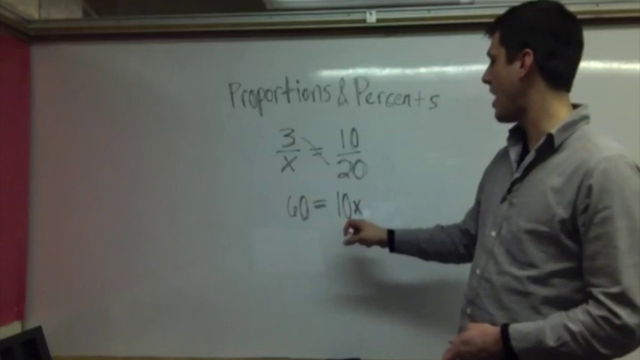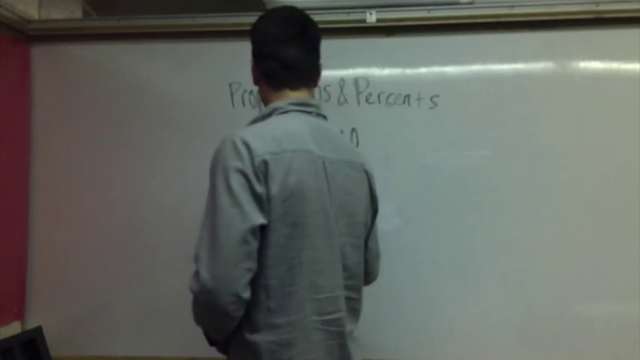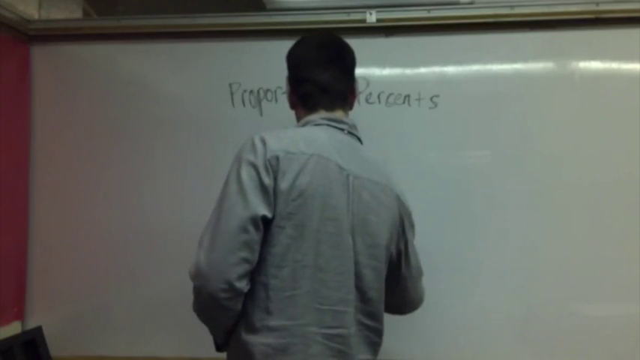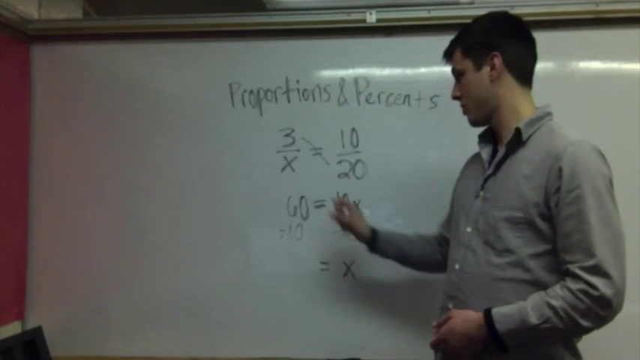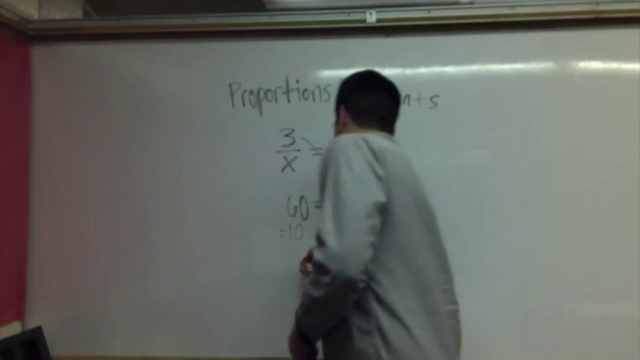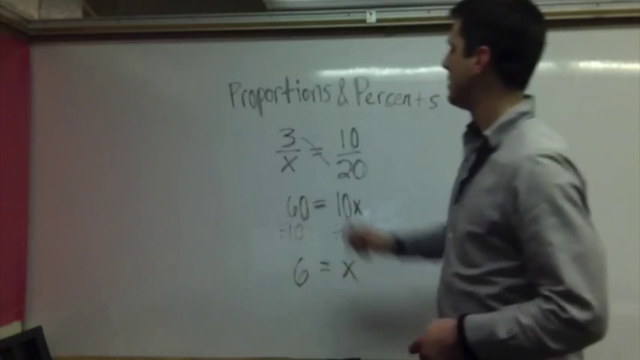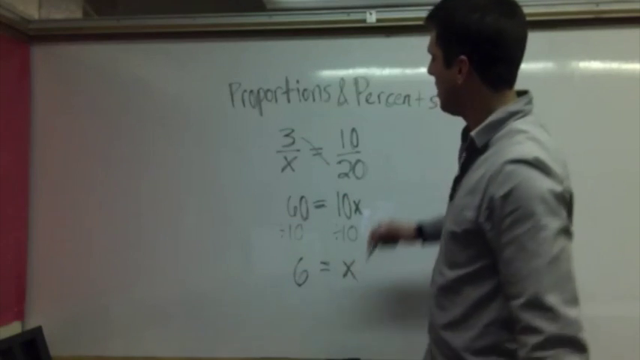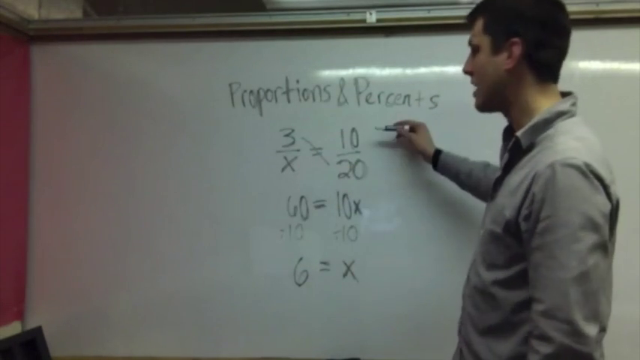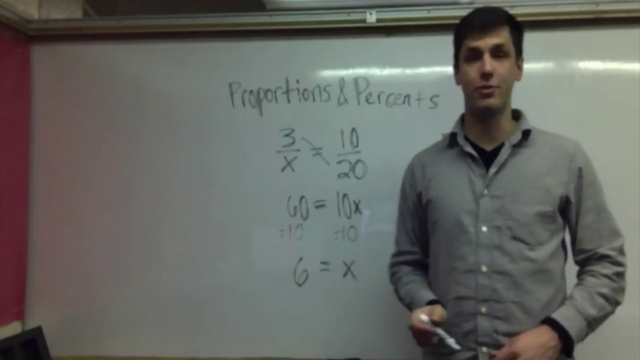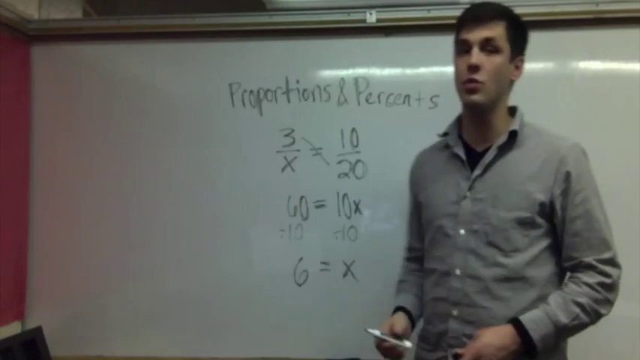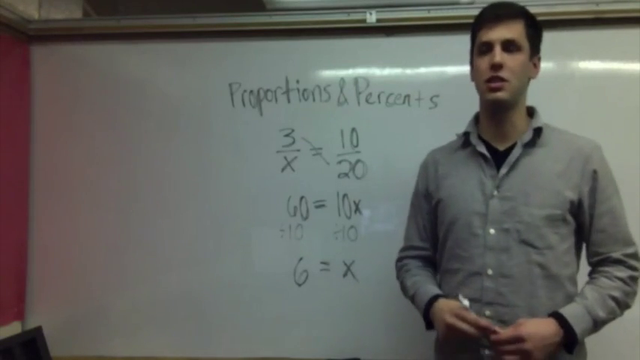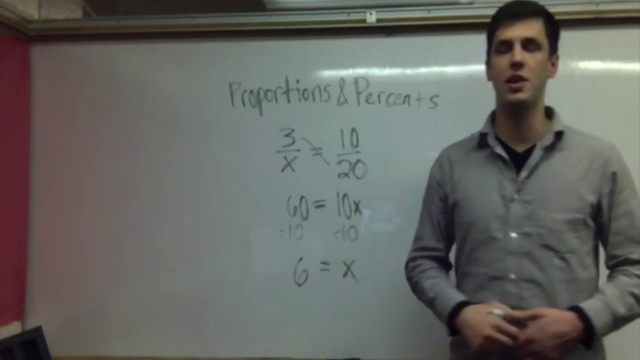To get x alone, we have to divide away the 10. So divide by 10, divide by 10, which gives us x on one side equals 60 divided by 10 is 6. So the x in this situation is 6, and what we notice about both of these fractions is 3 is half of 6 and 10 is half of 20. Maybe you could have seen that from the beginning and known that 6 was going to go into the x. But this is the way to solve any proportion problem where you have a variable in it.